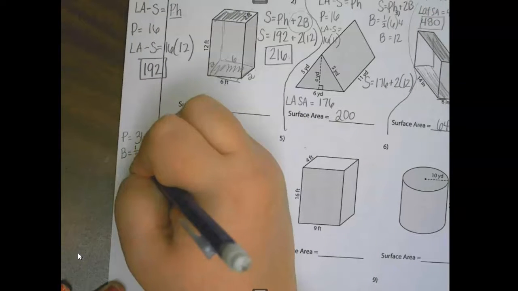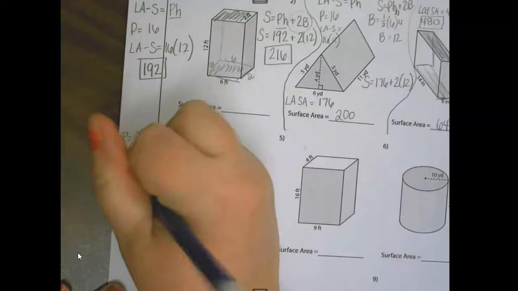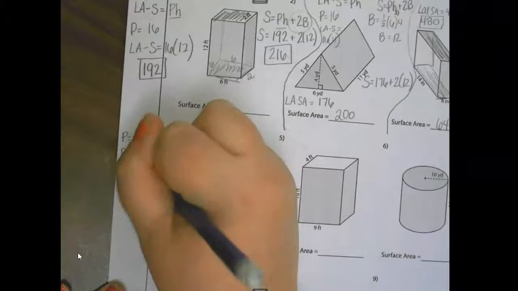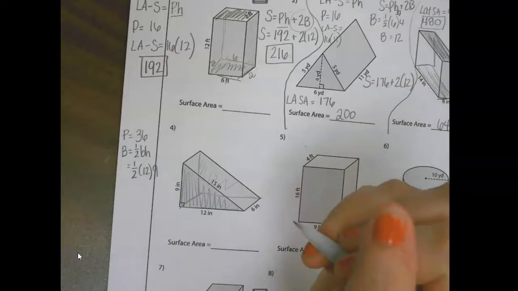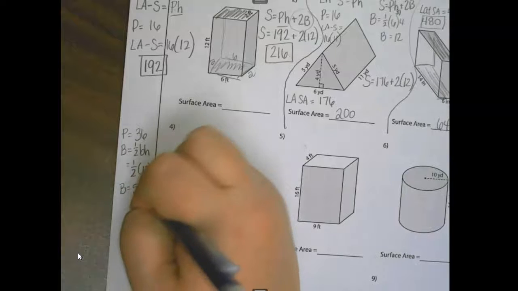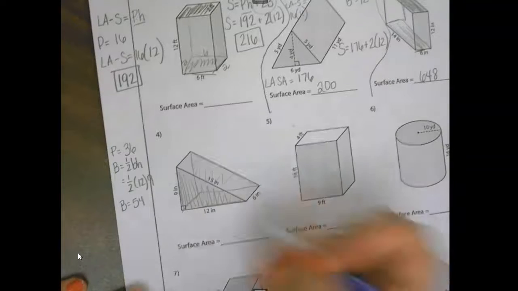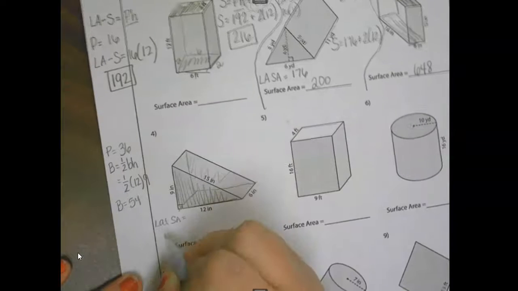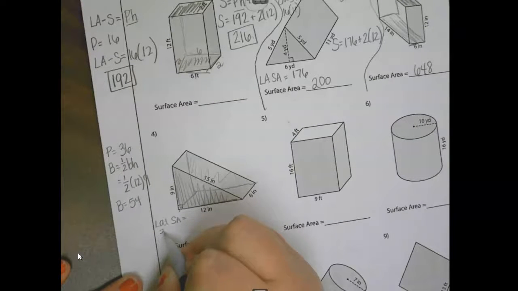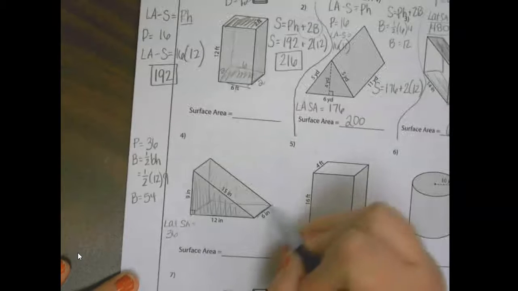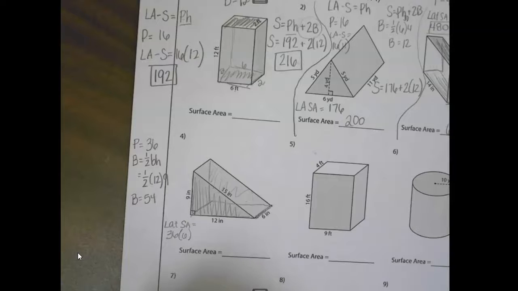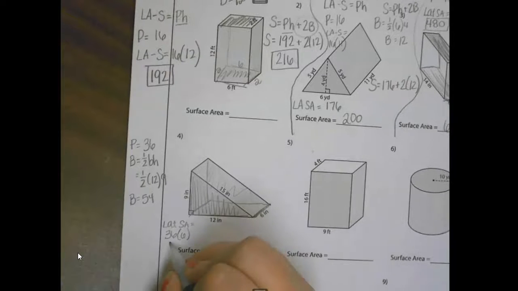So 1/2 base times height, because it's a triangle. So 1/2 of the base, which is 12, times the height, which is 9. So 6 times 9, because half of 12 is 6, is 54. So my big B equals 54. Okay? So my lateral surface area is going to be my big P times my height. My height connects the bases, so it's going to be times 6. So lateral surface area is 36 times 6, which is 216.